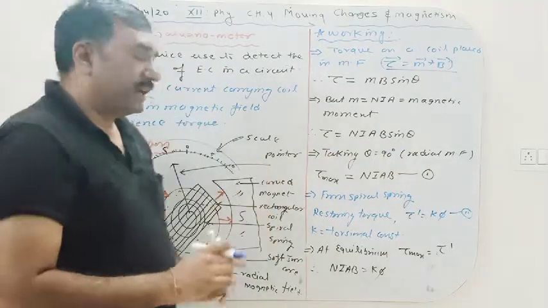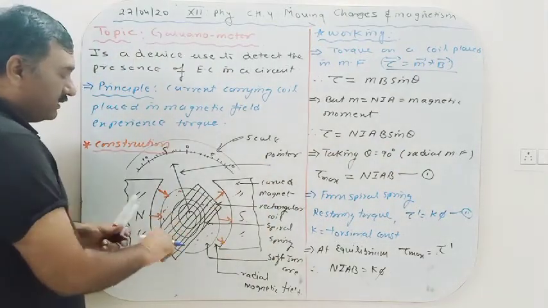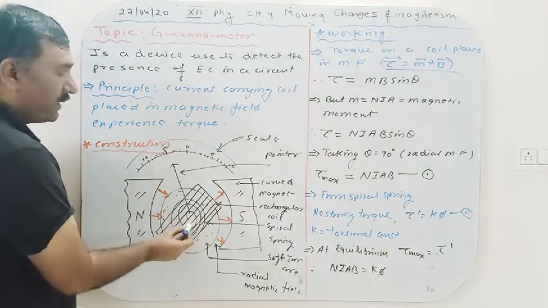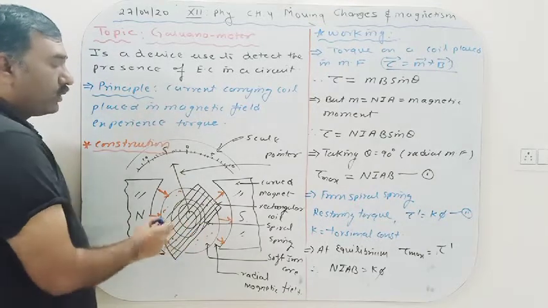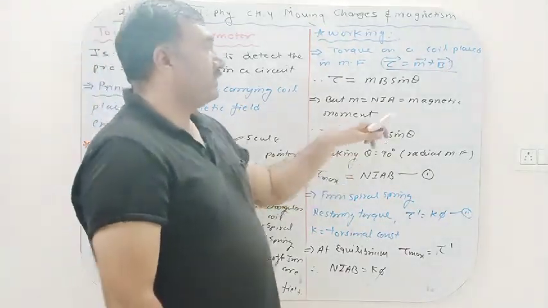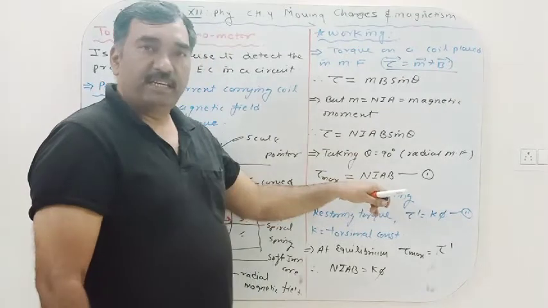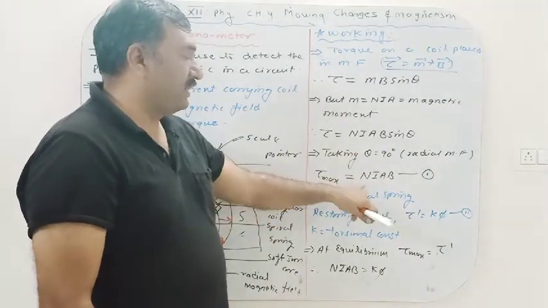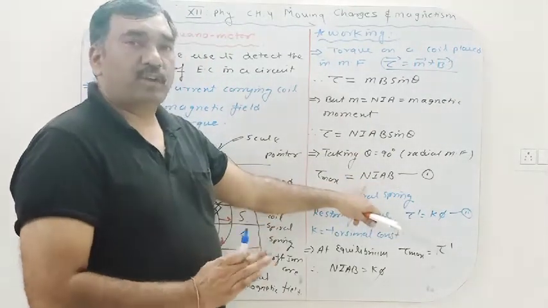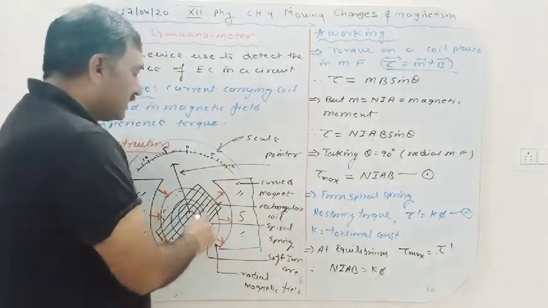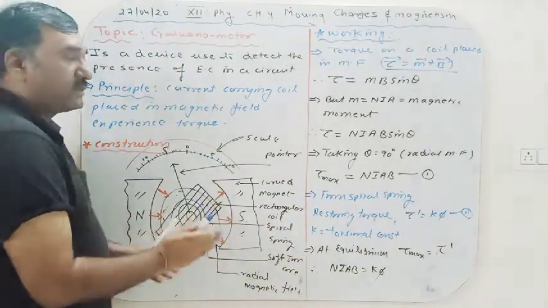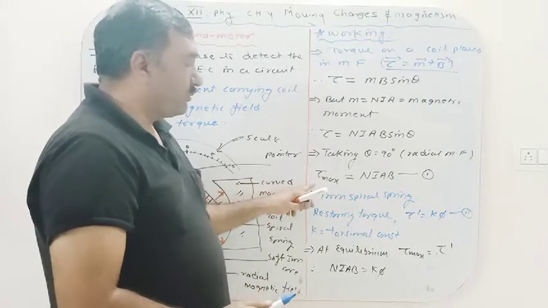But we are applying the radial magnetic field, which is perpendicular to the plane. So here the angle between the magnetic moment and magnetic field is 90 degrees. Then torque becomes maximum, NIAB. And to control this maximum torque, we are applying this spiral spring. The main function of the spiral spring is to control the effect of the maximum torque.